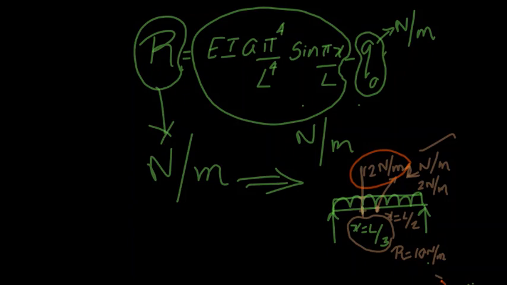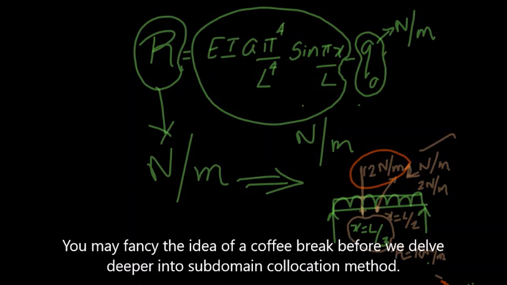It gives a solution as if the rate of loading is 12 Newton per meter. So the solution that you will be getting will be the solution for 12 Newton per meter, not for 2 Newton per meter. However, the rate of loading becomes 2 Newton per meter at x is equal to L by 2. So that is the physical meaning of the residual. So give it some time for the concepts to sink in. The next method is going to be the subdomain collocation method. We will delve deeper into the subject matter.